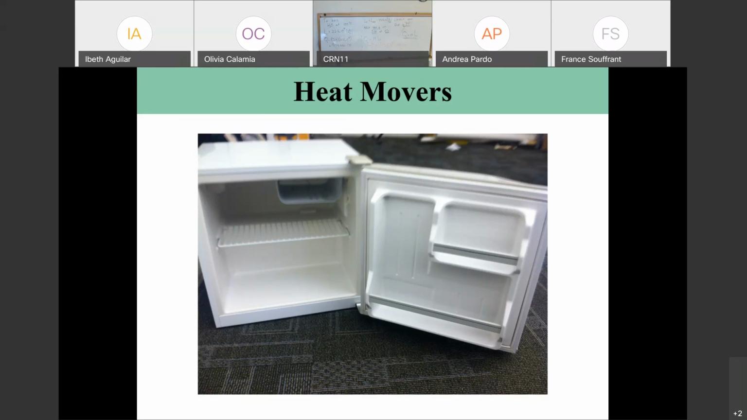So now let's talk about transfer of heat. Because these devices are called heat movers. They use an input of energy to cause a heat flow. So it's not a naturally occurring event, right? It's a machine that we built.